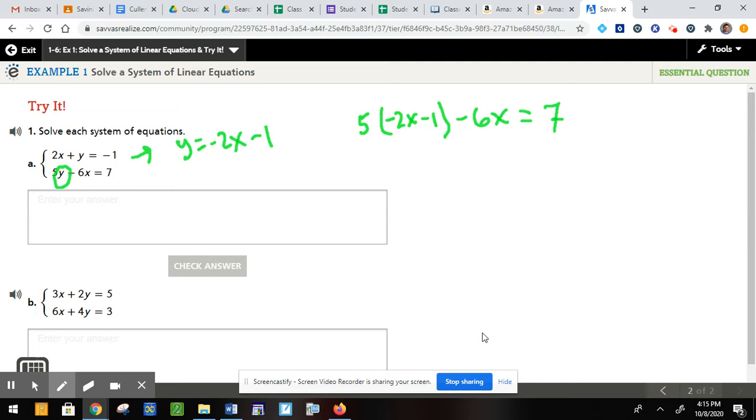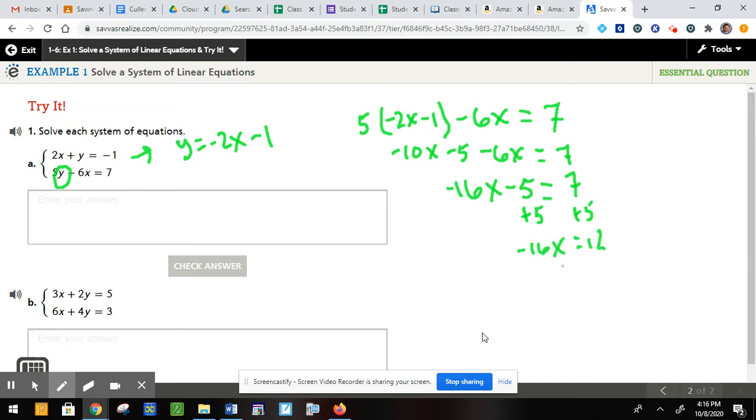Now I'm solving this for x, distribute the 5, so negative 10x minus 5 minus 6x equals 7. Combine the x's, you get negative 16x minus 5 is equal to 7. I'm going to add 5 to both sides. I get negative 16x is equal to 12. I divided negative 16 on both sides. I get x is equal to negative 12/16, which you can divide a 4 away. So you get x is equal to negative 3/4.